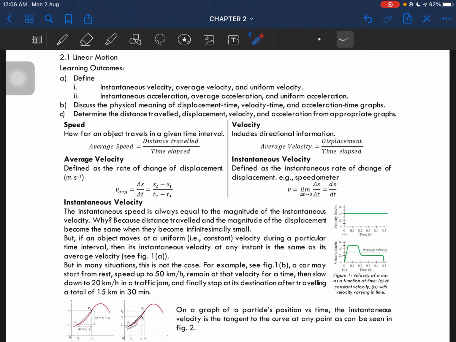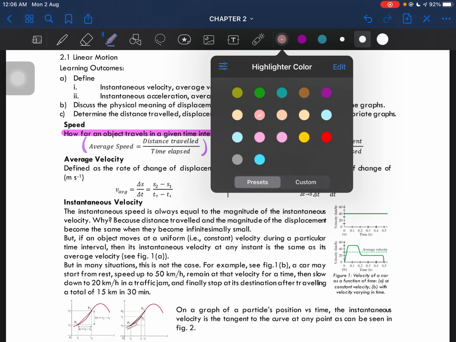So what is actually speed? Speed defines how far an object travels in a given time interval. In that case, you will be calculating it using this formula. So what is the difference between speed and velocity? Velocity tells you how far it goes as well, but it includes directional information. So it includes the direction.